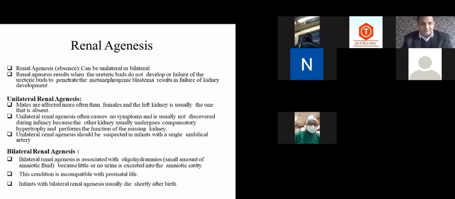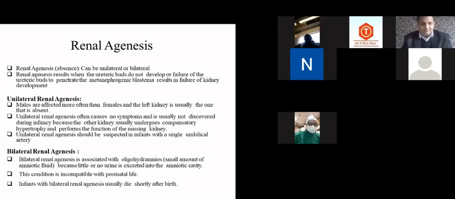Renal agenesis results when the ureteric buds do not develop, or there is a failure of the ureteric bud to penetrate the metanephrogenic blastema. When the ureteric bud develops, it penetrates the metanephrogenic blastema. When it fails to do so, even the metanephrogenic blastema fails to develop into metanephric tissue. That results in failure of kidney development. So both events are essential. Separately, neither of them can function. The ureteric bud has to penetrate the metanephrogenic blastema to induce its differentiation into kidney tissue.